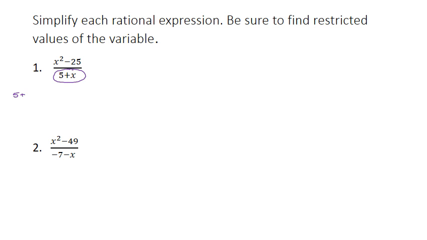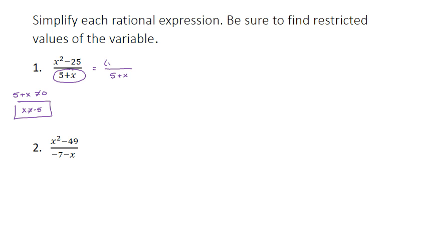So since 5 plus x cannot be 0, just ask yourself what number makes that 0? Well, that would mean that x can't be negative 5. So on your homework, if they ask for the restriction, that's what they're asking for. As far as the simplifying goes, they want you to factor what you can. If you look, the 5 plus x, there is no way to factor that, so we're going to leave that alone. But the x squared minus 25 is your difference of squares formula that we just covered.